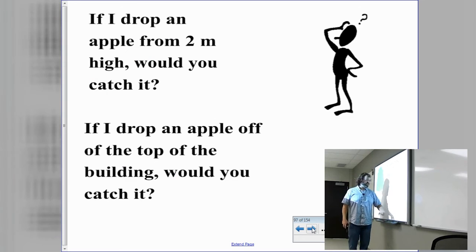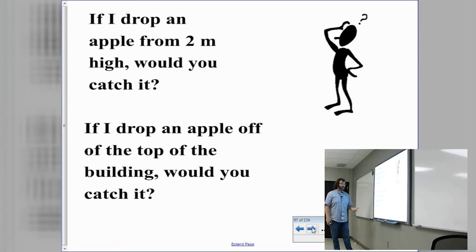As you think about that, I think you should ask yourself two questions. Would you catch the apple if it dropped from the top of the tree? And if I drop the apple from the top of a building, 10 stories up, would I catch it? For your first answer, you'll probably say, yeah, I would catch that. And I think you might be a little more hesitant on the second one. And the answer is why.